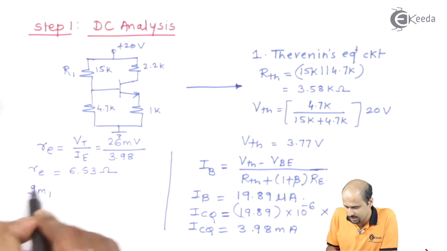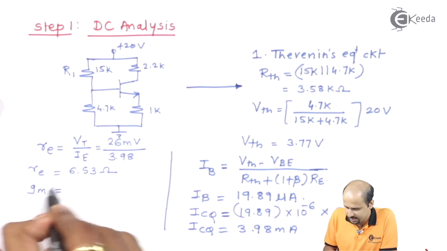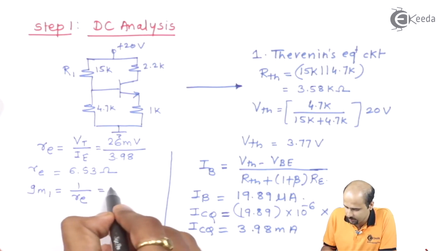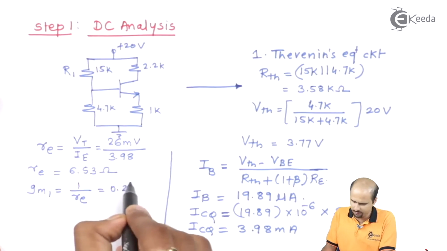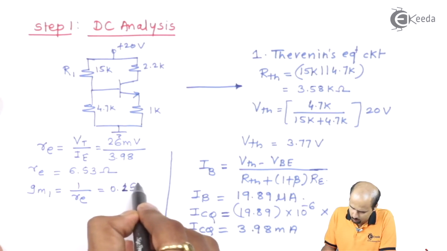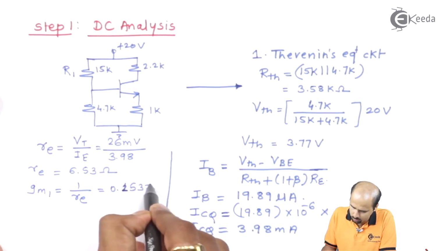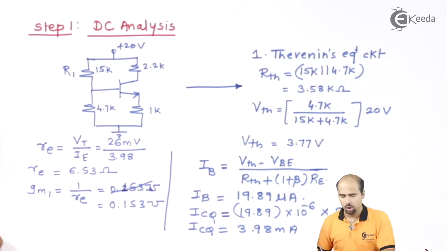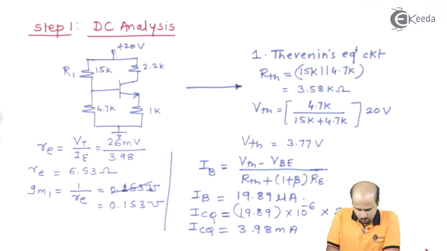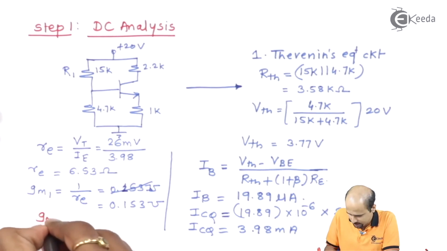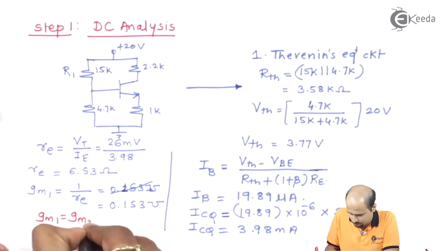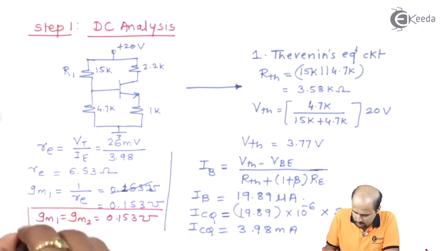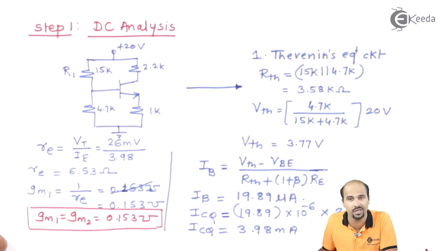Requirement for the AC analysis is gm1. We can say that this gm1 is equal to 1 upon RE from the formula itself, and here we'll be getting 0.153 mho. So the answer is 0.153 mho. So gm1 and gm2 values are the same. So as far as the first finding is concerned, we'll be getting gm1 equal to gm2 equal to 0.153 mho.